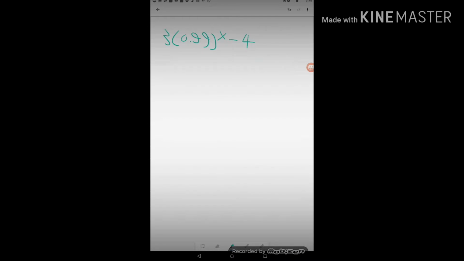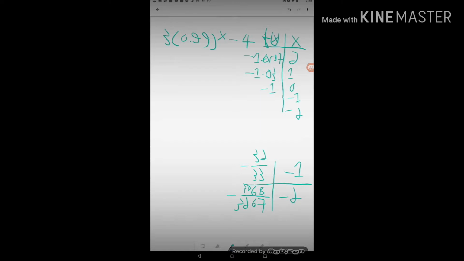Let's say we have 3 multiplied by 0.99 raised to the x power minus 4. And as always, of course, you want to do your xy chart and just put in your x values. Now that you have your x values, you simply plug these numbers in to the x you see in the equation, and this is what you get. And voila!